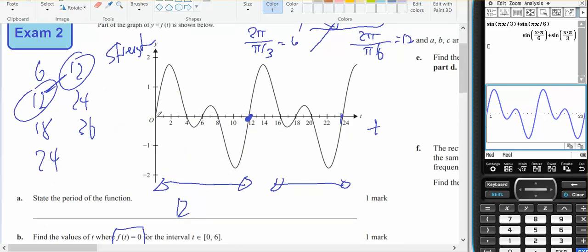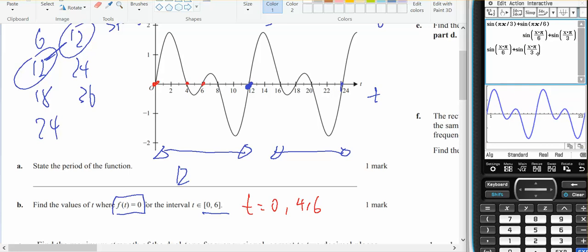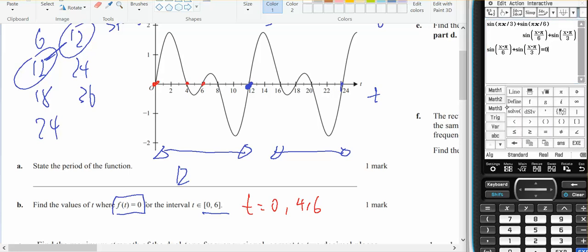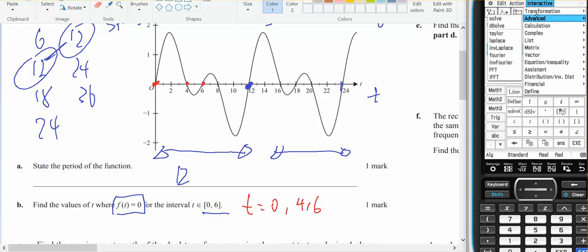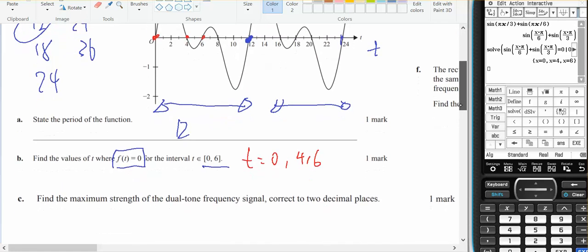Find the values of t where f of t equals 0 within this interval. Looking at the graph, I think there's 1, 2, 3 times. So t equals 0, 4, or 6. I can confirm that by setting that equal to 0, but because it's involving signs, I'm going to put in a restricted domain where I'm going to go from 0 inclusive to 6 inclusive, and solve for x. And because I put in the domain, it gave me the 3 answers I was looking for, but the graph also indicated the same 3 answers.